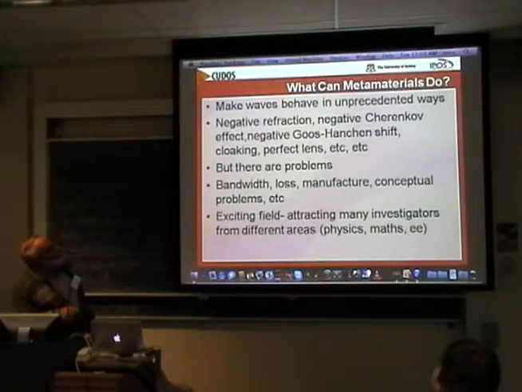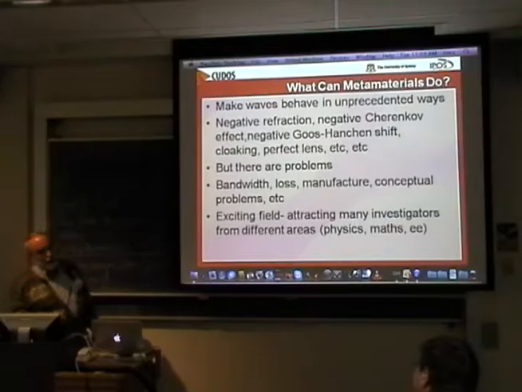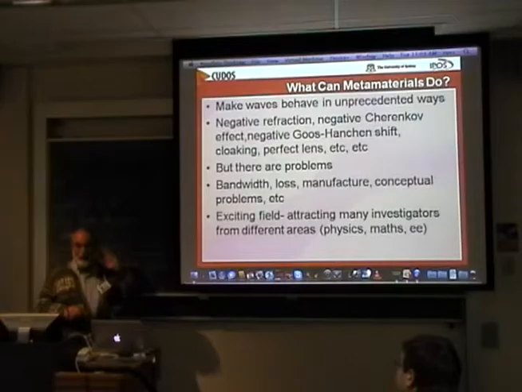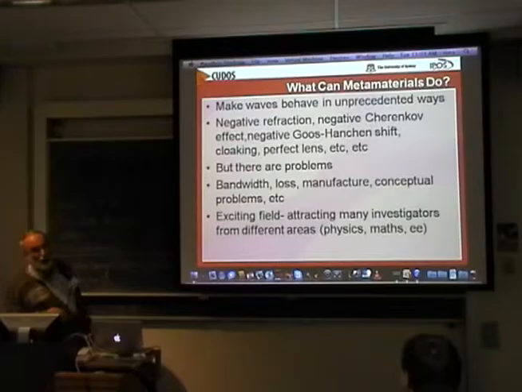Metamaterials and left-handed materials make waves behave in unprecedented ways. If you did a ray trace of a metamaterial or a negative index material and wrote it down in your physics exam in 1995, you'd be marked wrong, you'd be called an idiot by your lecturer, because nature doesn't behave like that. Well, nature can be made to behave like that.